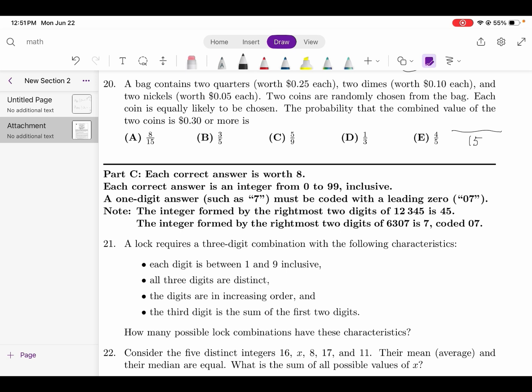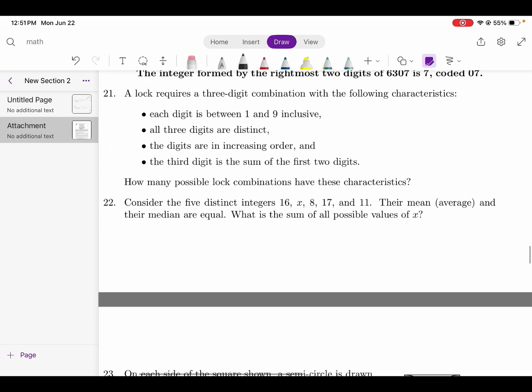So for 2 quarters, there's one way to do that. For 1 quarter and 1 dime, you would have 4 ways to choose those because there's 2 quarters that you choose from and 2 dimes that you choose from. And it's the same thing for quarters and nickels. So 1 plus 4 plus 4 is 9, and then 9 over 15 is 3 over 5. Okay.